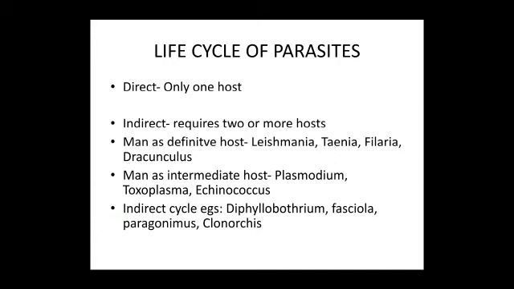Indirect life cycles require two or more hosts. Man can act as a definitive host in the case of Leishmania, Taenia, Filaria, Dracunculus, etc. He can act as an intermediate host in Plasmodium, Toxoplasma, Echinococcus. Indirect cycles will require two or more hosts. Examples are Diphyllobothrium, Fasciola, Paragonimus and Clonorchis. These are examples where more than two hosts are required for the life cycle to be complete.